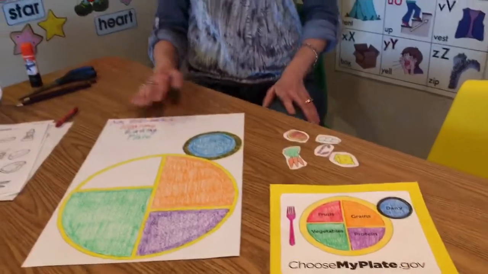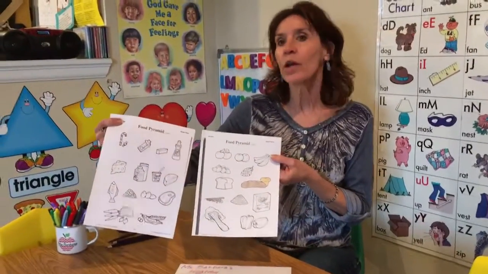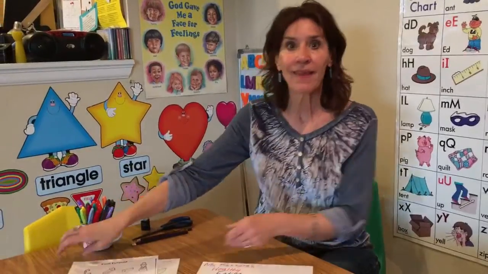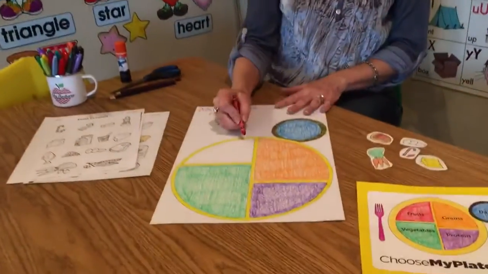So you also have 2 pieces of paper with lots of foods on them. We're going to put those on your big picture in just a minute. I'm going to explain that. But I want you to color your 4 sections. I'm going to color the last one now.